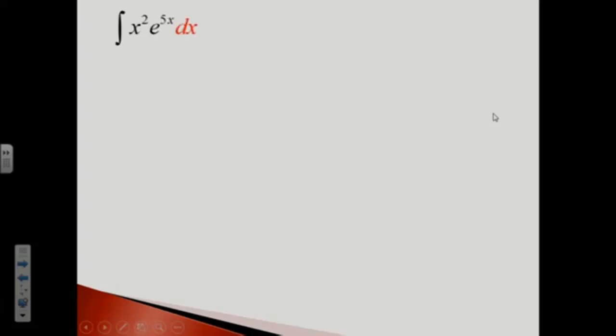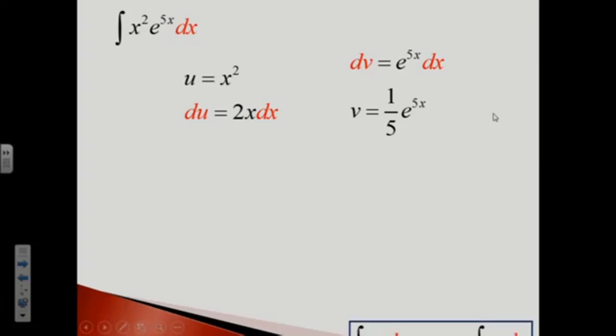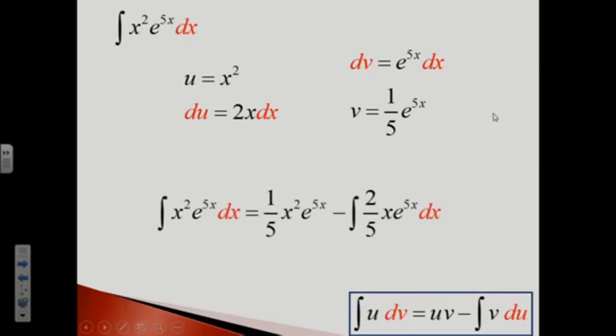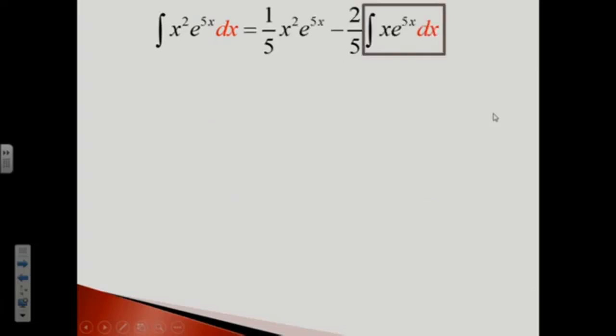We take an example. Find the integral of x squared exponential 5x. Let u be x squared, then du is 2x dx. The remaining part, exponential 5x dx, is dv, so v equals 1/5 exponential 5x. Applying the formula of integration by parts gives 1/5 x squared exponential 5x minus the integral of 2/5 x exponential 5x. The integral on the right must also be found by integration by parts.